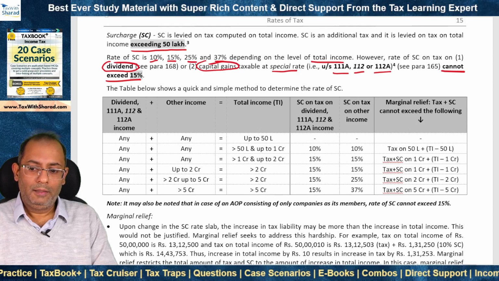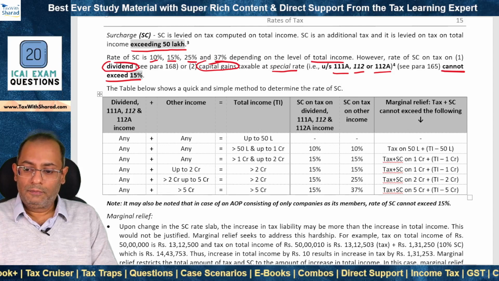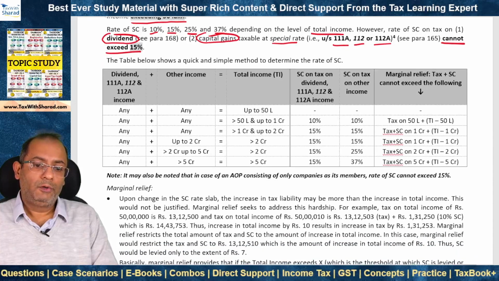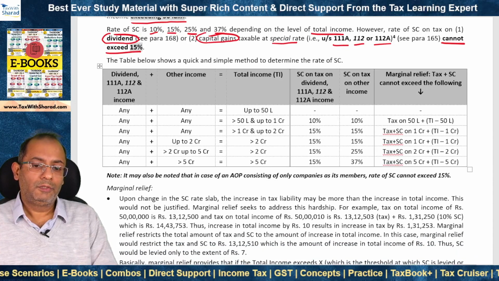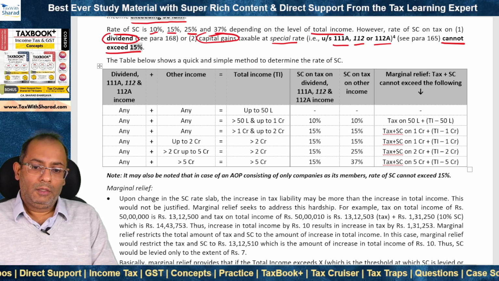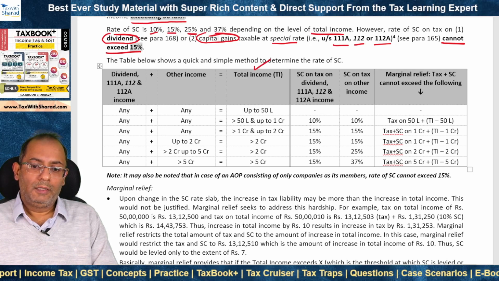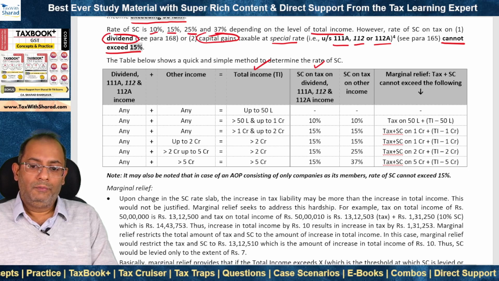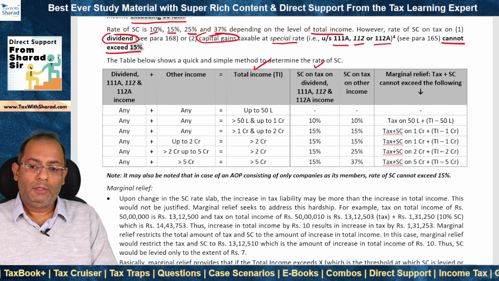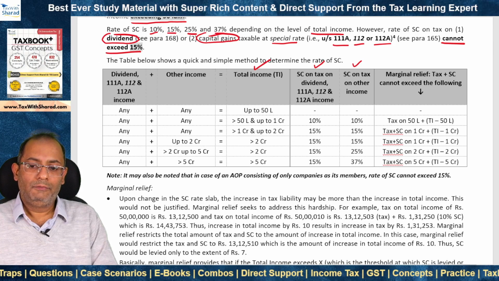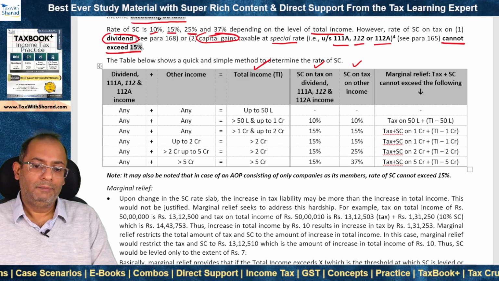Now this is a table which provides a very quick and easy way to accurately determine the rate of surcharge applicable while computing tax on the income. So what is important is the level of total income. And this is the rate of surcharge which is applicable on tax on dividend, 111A, 112 and 112A income. And this is the rate of surcharge which is applicable on tax on the other income.